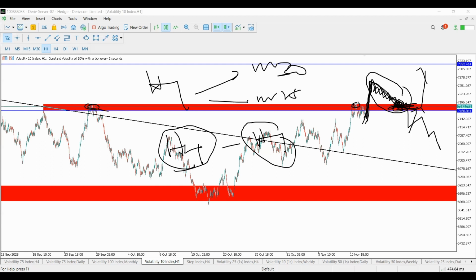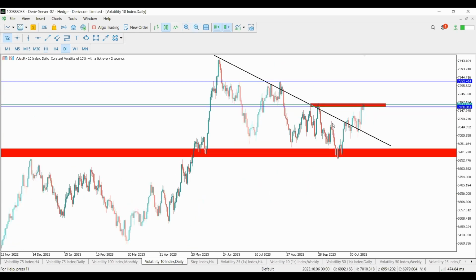If you can't see it in H4, go in H1. You'll be able to see a trend here. Wait for change of trend and you can buy up to this area here. So those who trade V10, I hope you guys can utilize this. This is the structure that we are trading.